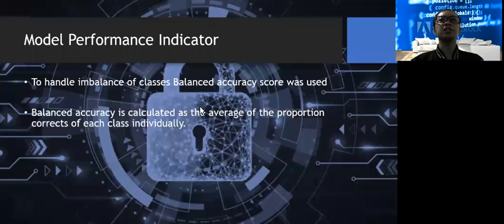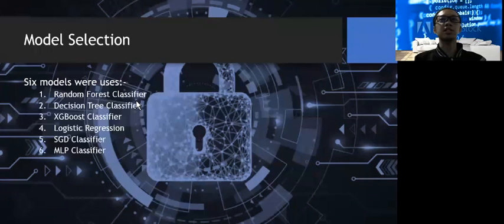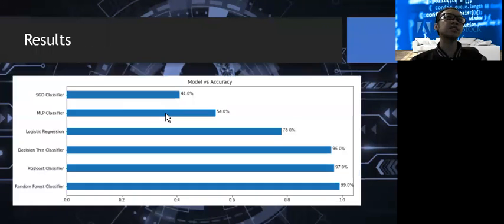Model performance indicator: to handle imbalanced classes, I use balanced accuracy score, which is calculated as the average of the proportion correct of each class individually. The six models used are random forest classifier, decision tree classifier, XGBoost classifier, logistic regression, SGD classifier, and MLP classifier.